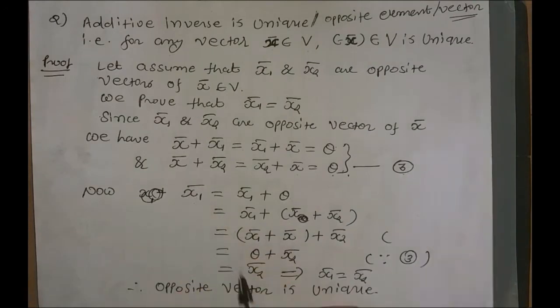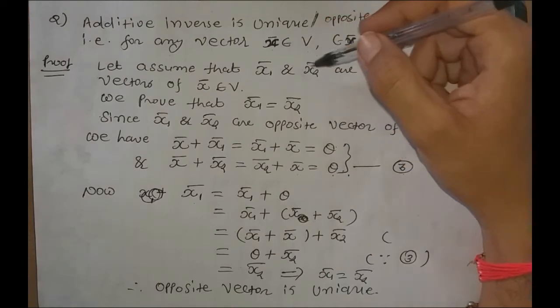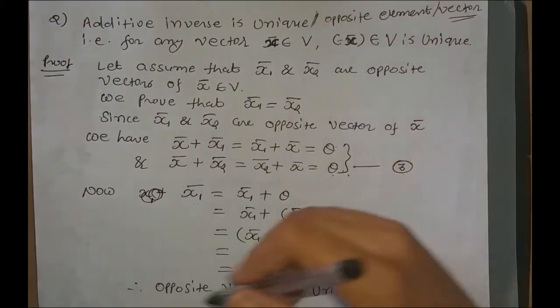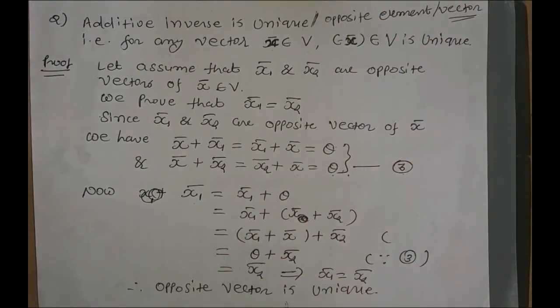From this, x1 bar is equal to x2 bar. So we get that both these vectors are the same. That means the opposite vector is unique, or we can say the additive inverse is unique.